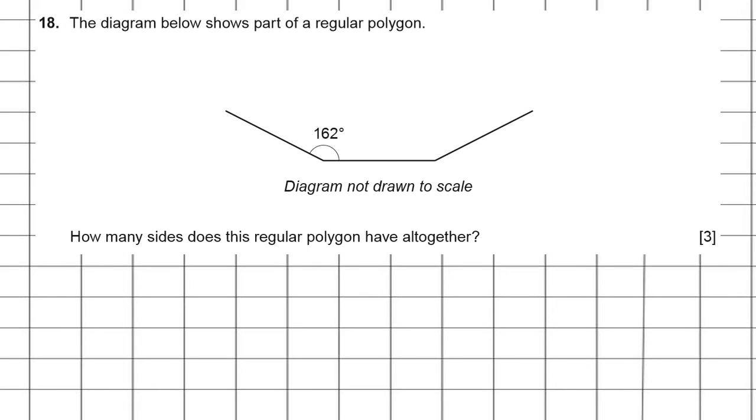The diagram below shows part of a regular polygon. How many sides does the regular polygon have altogether? Okay, so let's do 180 take away 162 degrees, which gives us 18 degrees for each exterior angle. And we know the exterior angles of a polygon total 360 degrees. 360 divided by 18 gives us 20 sides.